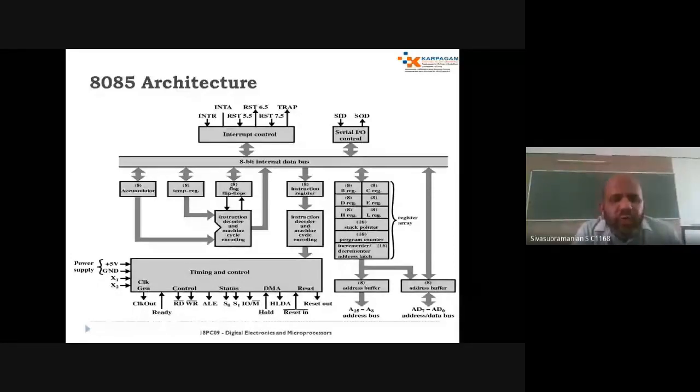Similarly, SOD, serial output data, outputs the 8-bit parallel data available in the accumulator. The output from the accumulator will be moved through the SOD pin to the peripheral device. So one is input to the system, the other one is output from the system, right? So these are the 5 functional blocks which are available in the basic architecture of the 8085 microprocessor, right?